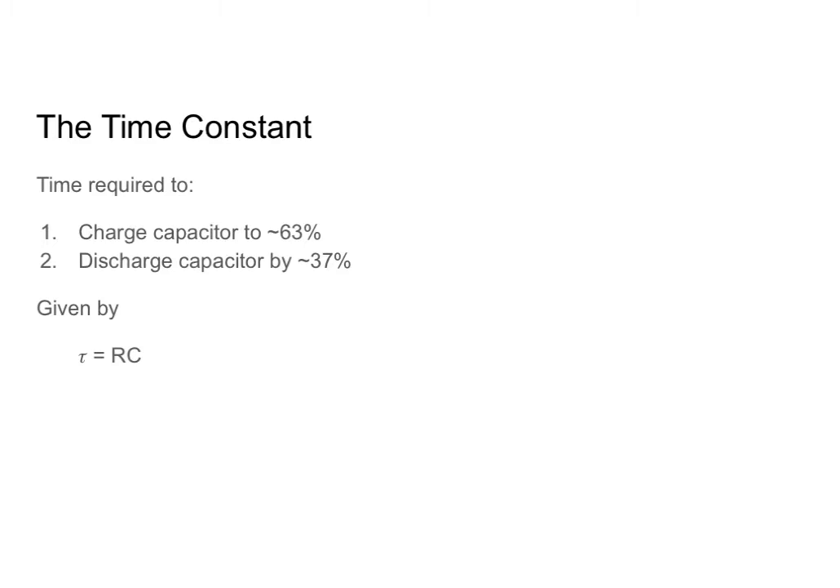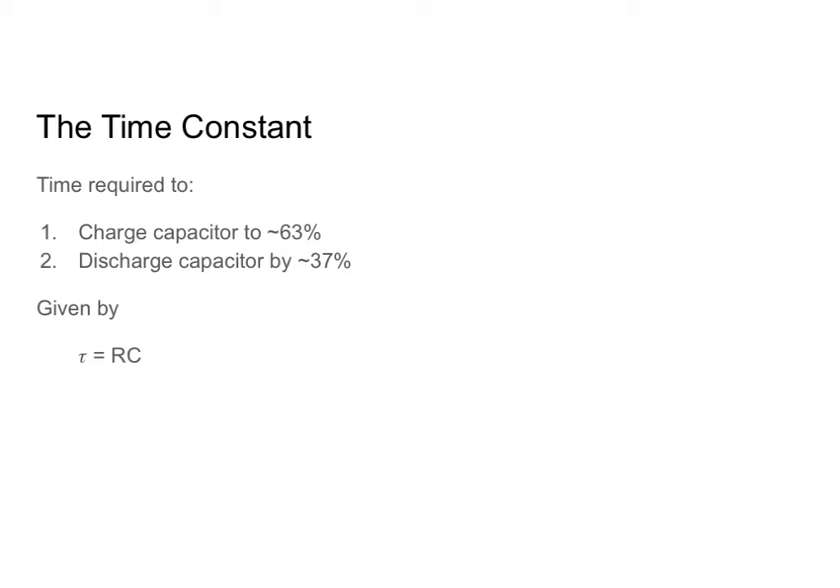So the last thing I want to introduce you guys to is something called the time constant. We define the time constant as the time required to charge the capacitor to 63% of its maximum charge. It is also, coincidentally, well, really not coincidentally, the time required to discharge the capacitor by 37%.